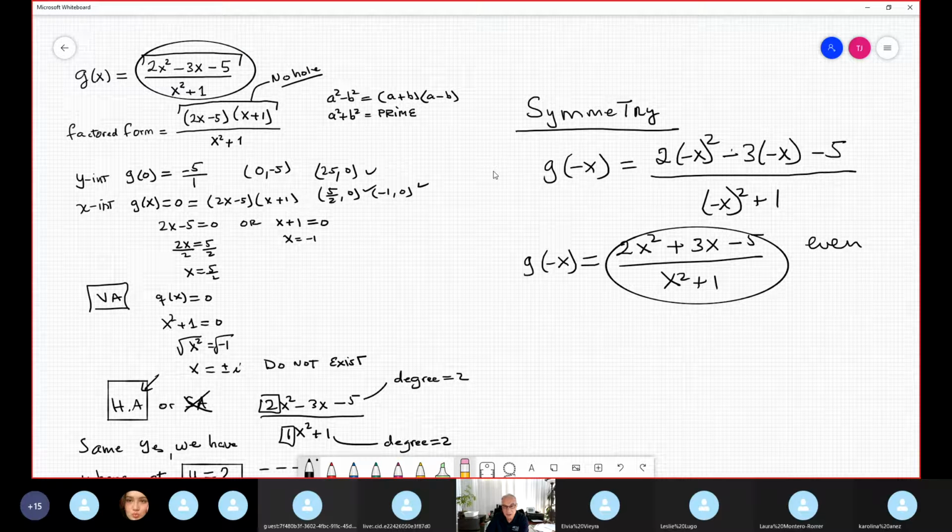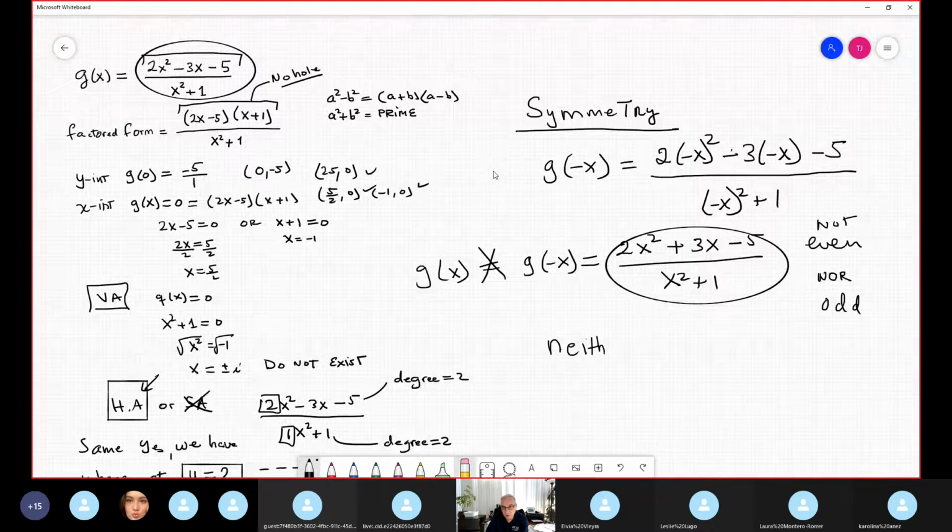Even is when it's the same. Odd is when you have the same but opposite sign. No, not totally opposite sign. Some signs stay the same and some signs change. So it's not even nor odd, which is equivalent to saying neither. And neither means we have no symmetry. Therefore, when you plot the negative part, the positive part is completely different. Not symmetric. No symmetry.